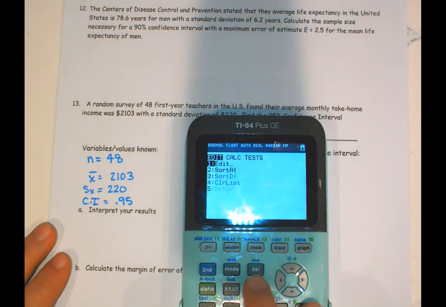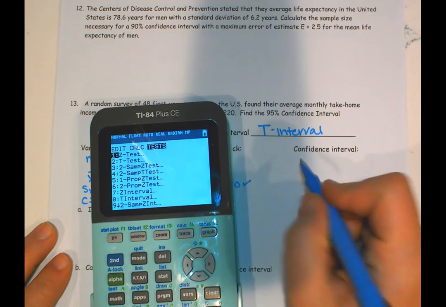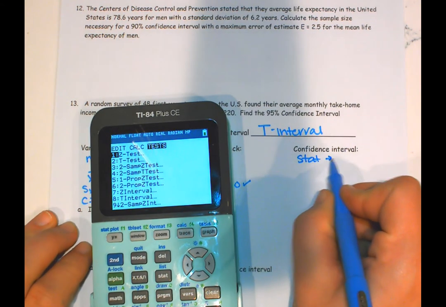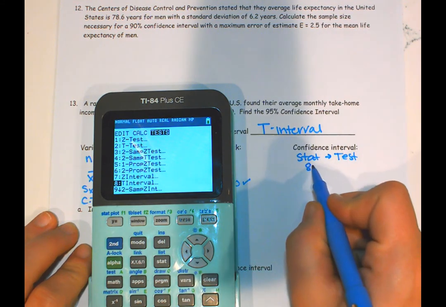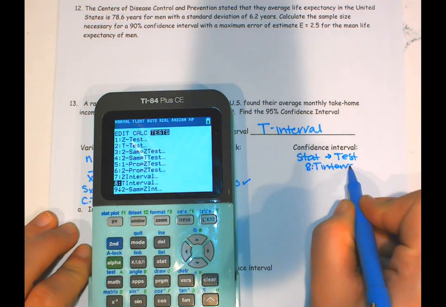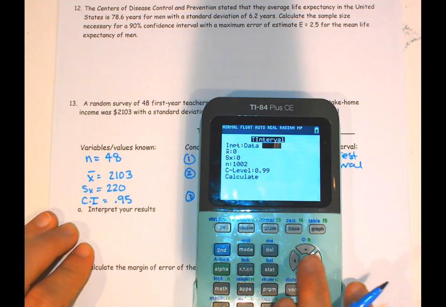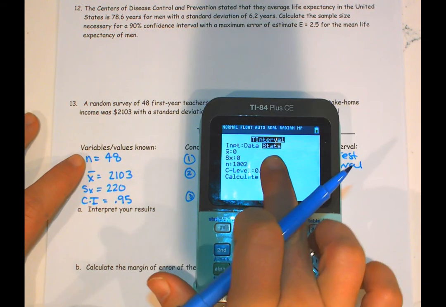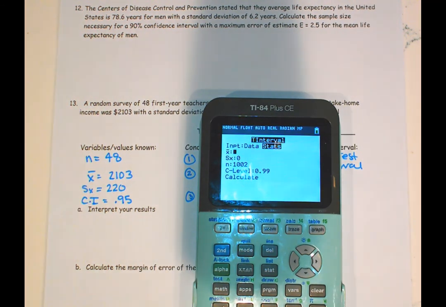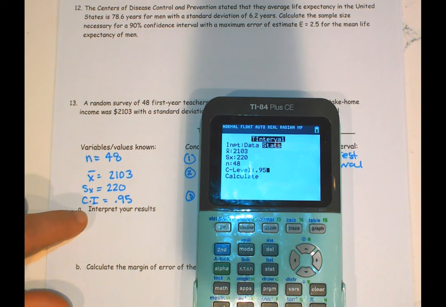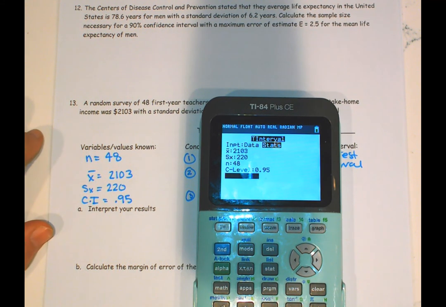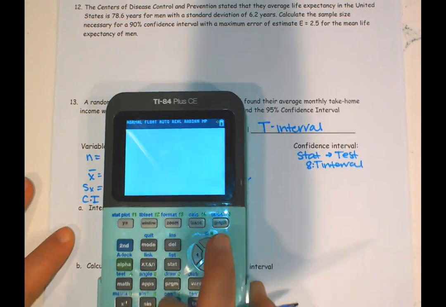So we'll hit stat, go over to test. This time we're running a t-interval, which I believe is number 8 for most calculators. Then it asks us, we want to be in stats because we have the data here. Our mean is 2,103. Our standard deviation is 220. N is 48, and I want to be 95% confident. So we put that information into our calculator and hit calculate.